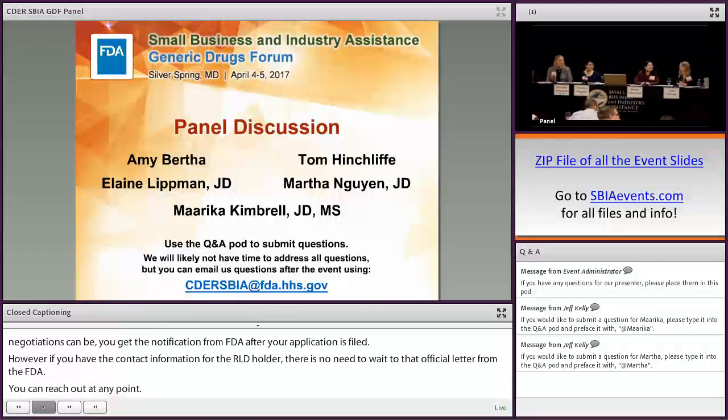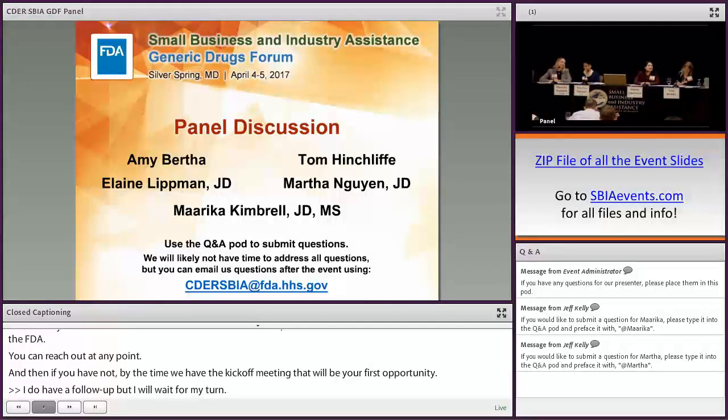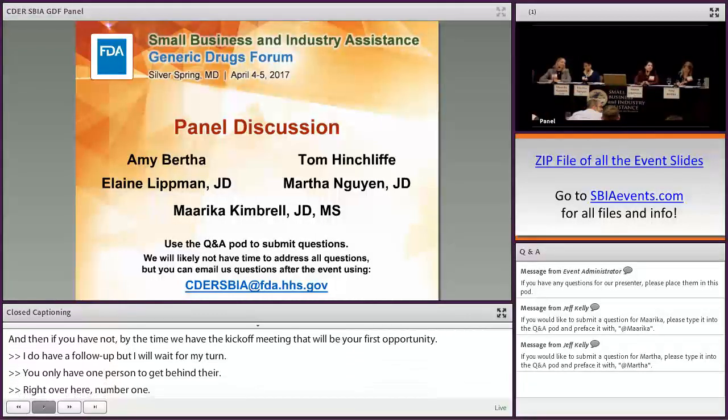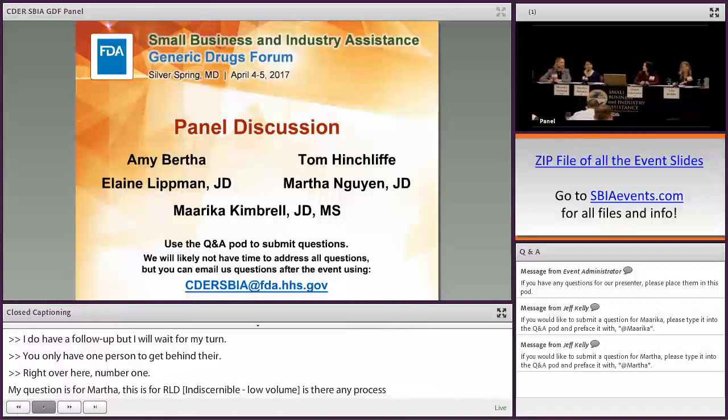You only got one person to get behind there. Right over here is microphone number 1. Yeah. My question is for Martha. This is for RLD access. Is there any process for obtaining samples where the restriction in getting the sample is not due to REMS, but it is due to self-enforced restricted distribution by the RLD holder?